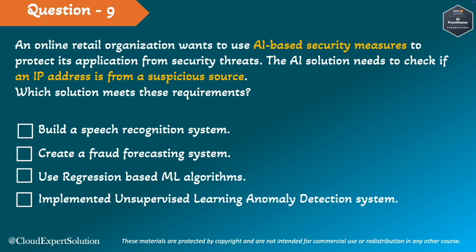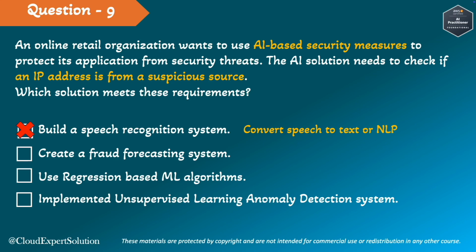That is, we need to identify unusual patterns or outliers in the inbound IP without prior labeling. This question is looking for unsupervised learning with anomaly detection. Let's review the options. The first option, build a speech recognition system. It is totally out of context. Speech recognition systems are used to convert spoken language into text. They are not relevant to the task of checking an IP address from a suspicious source or to detect anomaly. Hence, this is not the correct option.